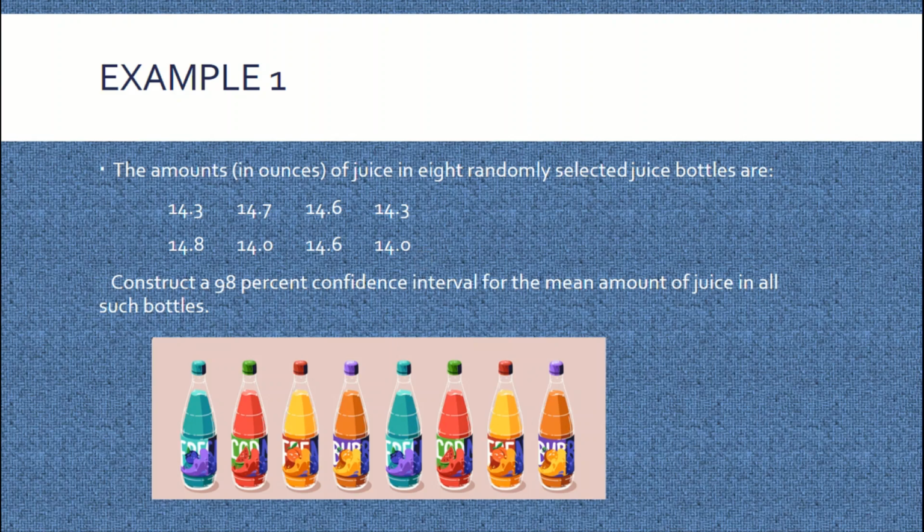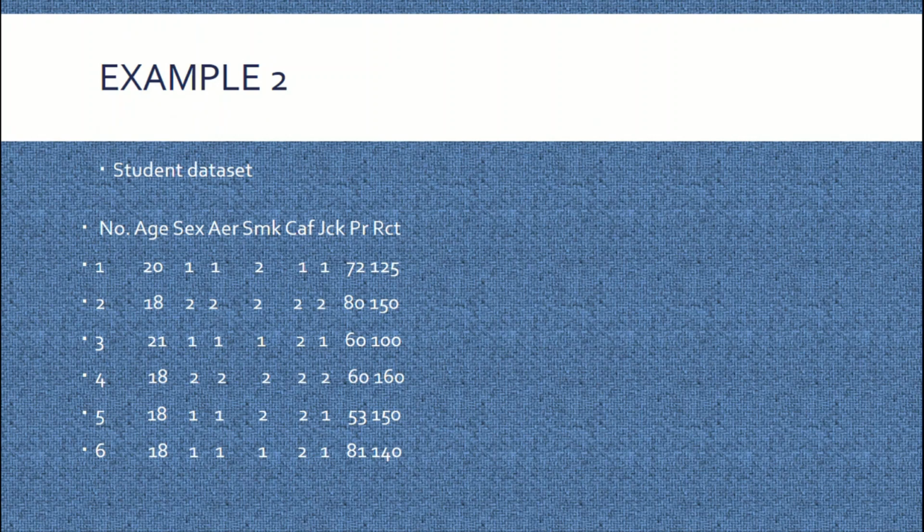Let us look at another example. In the following example, data was collected from a sample of 6 students. Let us look at the first row and the headings in order to understand what the dataset talks about.